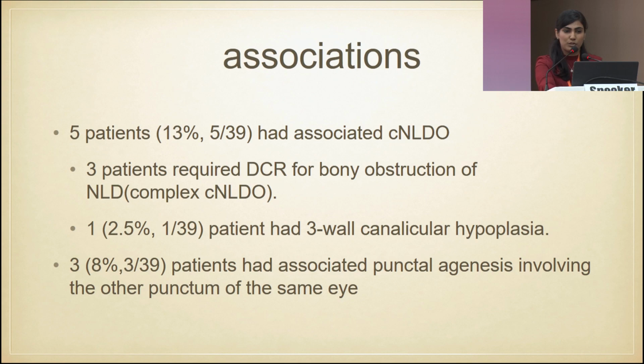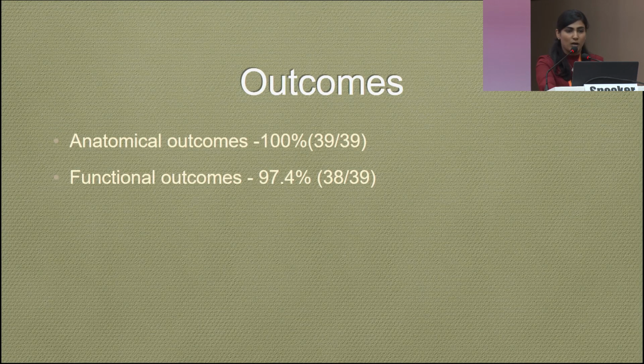We had 5 patients who had associated CNLDO, out of which 3 underwent DCR for bony obstruction, and 1 patient had a 3-wall canalicular hypoplasia, for which we could not do anything. 3 patients had associated punctal agenesis involving the other punctum of the same eye. And in total, the anatomical outcome was 100%, whereas the functional outcome was 97.4%.